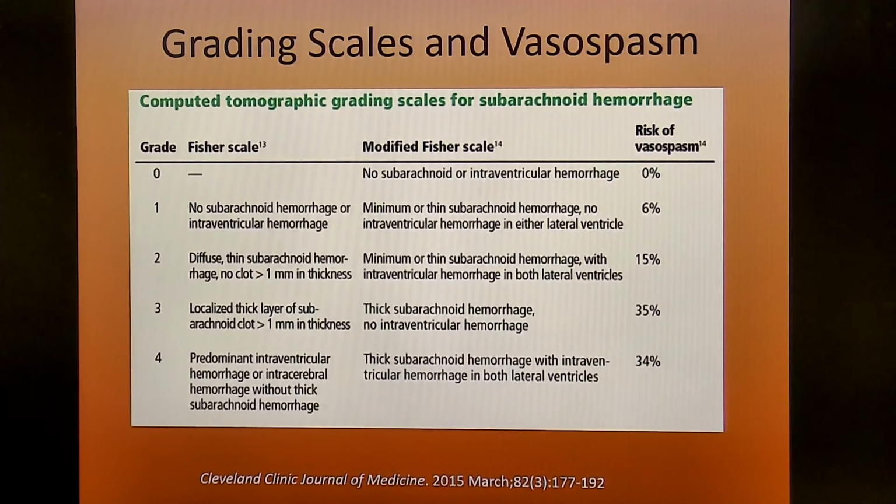The modified Fisher scale incorporates radiographic findings to generate a risk of vasospasm for our patient population. As you can see described here, the thicker the blood and whether it gets into the ventricles impacts the risk of vasospasm during the clinical course. This certainly helps us risk stratify and predict what may happen as patients recover in the neurocritical care unit.